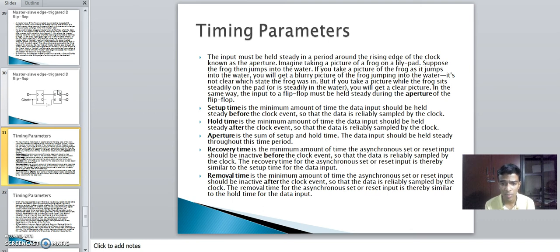Recovery time is the minimum amount of time the asynchronous set or reset input should be inactive before the clock event, so that the data is reliably sampled by the clock. The recovery time for the asynchronous set or reset input is thereby similar to the setup time for the data input. Removal time is the minimum amount of time the asynchronous set or reset input should be inactive after the clock event, so that the data is reliably sampled by the clock. The removal time for the asynchronous set or reset input is thereby similar to the hold time for the data input.